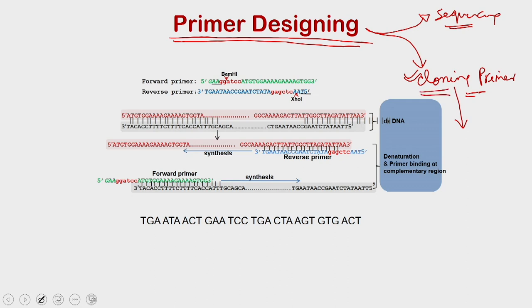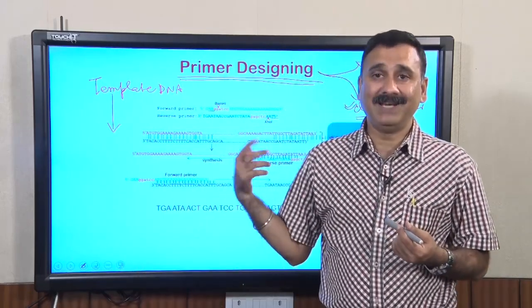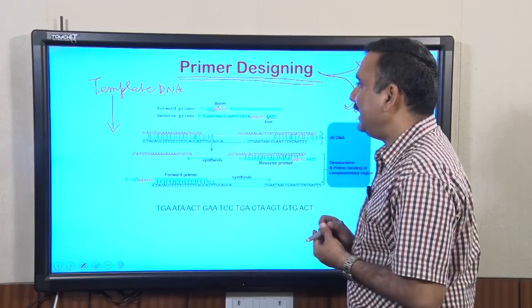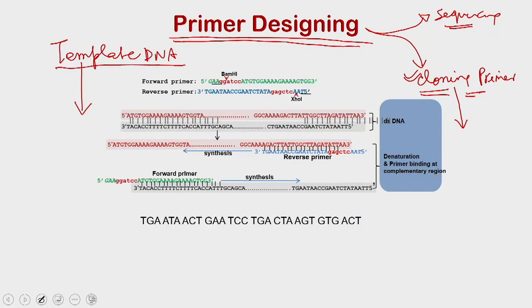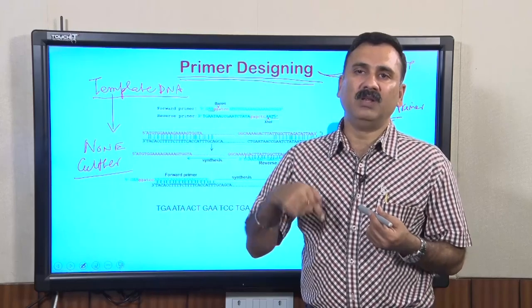So, before you design the cloning primers, you have your template DNA. Cloning primer means you are going to take this particular fragment and clone it into a particular type of vector or plasmid or some other transforming agent so that you can produce a recombinant DNA. So first you take your template DNA, the DNA from where you want to extract the gene of interest, and then you calculate the non-cutters, which means you have to find out the restriction enzymes which are not going to cut your gene, because these are the restriction enzymes which you can use for cloning purposes.